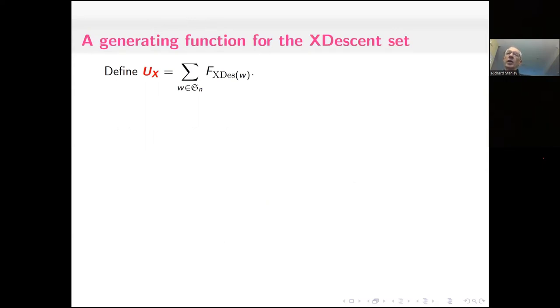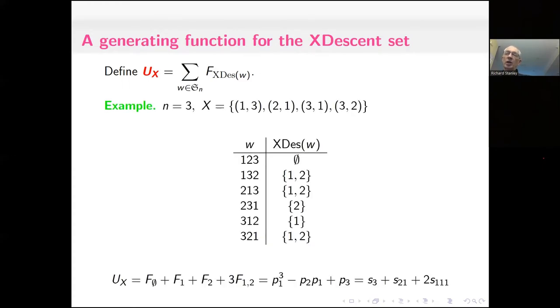Well, we'll take a look at a generating function for the X descent set, completely in analogy with what I did with the ordinary descent set. I'll let UX be the sum over all w in Sn of Gessel's fundamental quasi-symmetric function indexed by the X descent set of w. So when you write this as a linear combination of the F_S's, the coefficient of F_S will be the number of permutations in Sn whose X descent set is S. So we're counting permutations according to their X descent set.